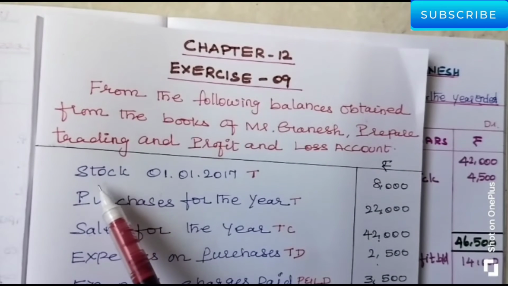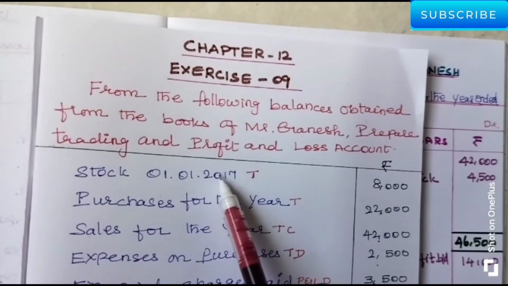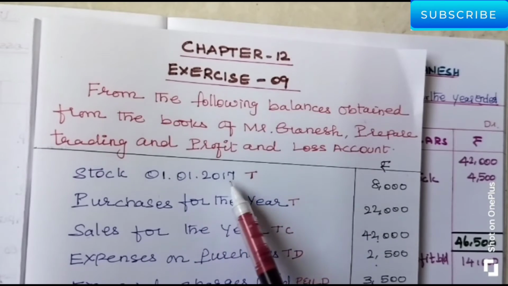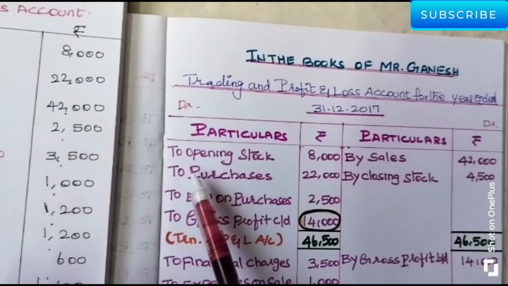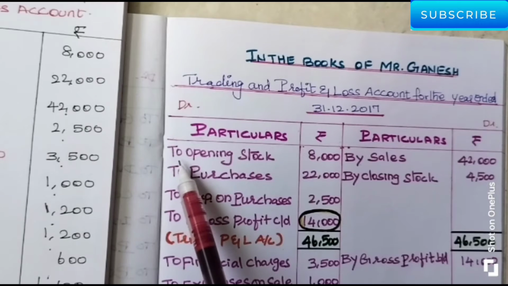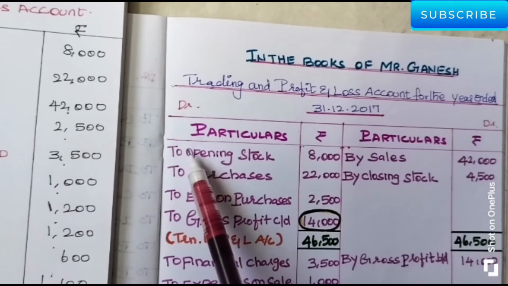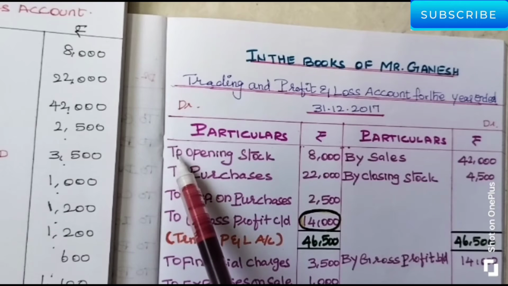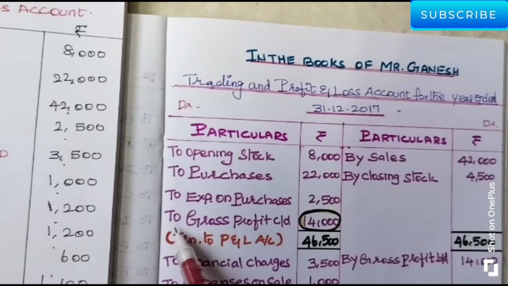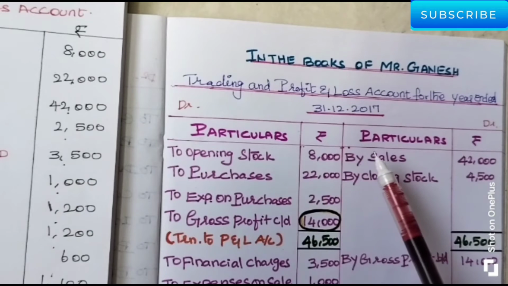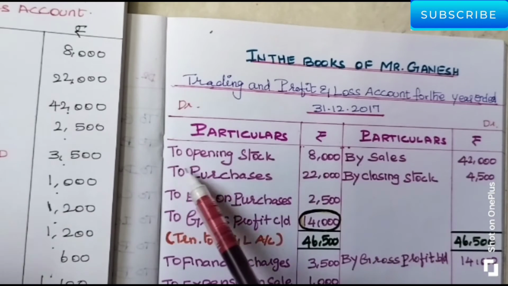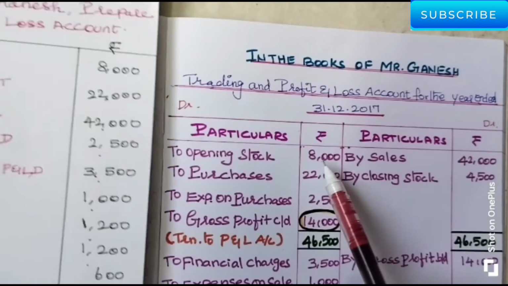So the first entry is stock on 1/1/2017 8,000 rupees. Where does it go? It comes on trading account. So on debit side of the trading account, we always start with opening stock. Before we enter the entry, we always start with the word 'To' on debit side. On credit side, we always start with the word 'By'. Okay, so to opening stock 8,000 rupees entered.